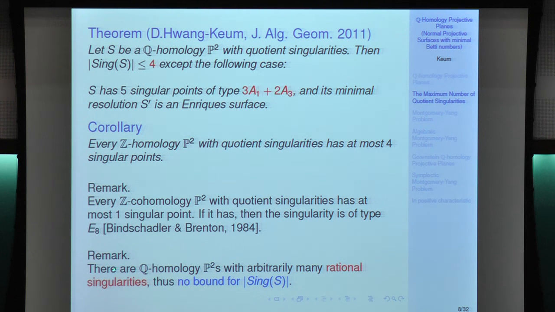Here is just a final remark. There are Q-homology P2 with arbitrarily many rational singularities. So if we allow S to have rational singularities, then we cannot bound the number of singularities. The problem would be kind of infinite.